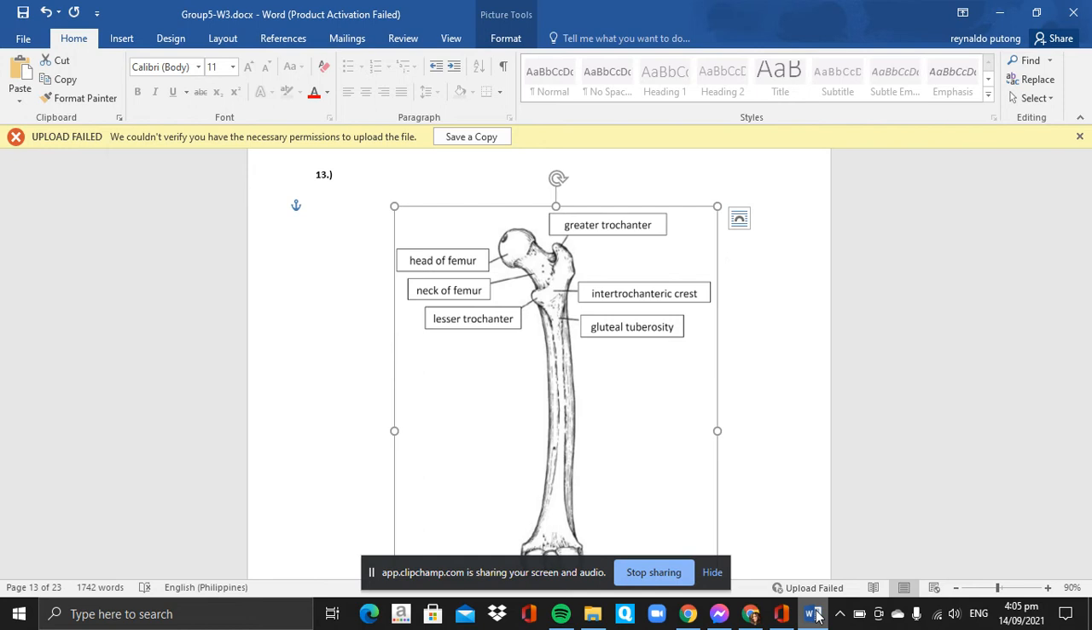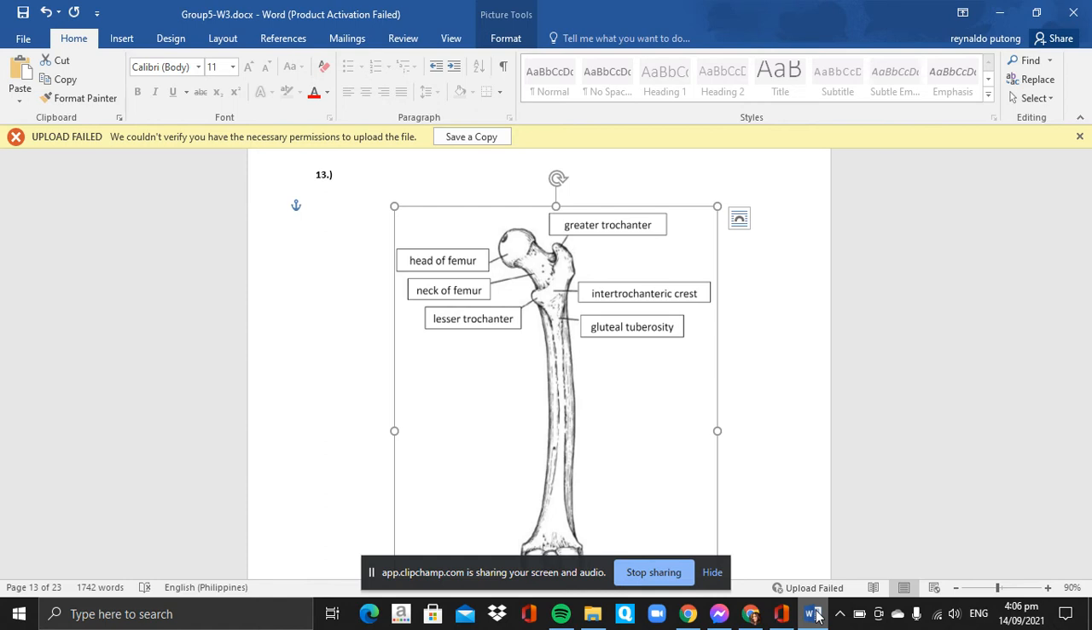Next is medial condyle. It is the medial or inner portion of the upper extremity of tibia. It is the site of insertion for the semimembranosus muscle.